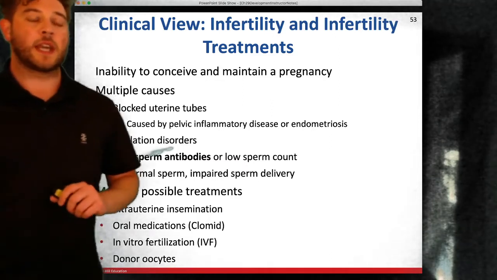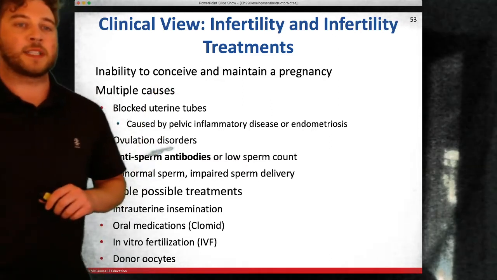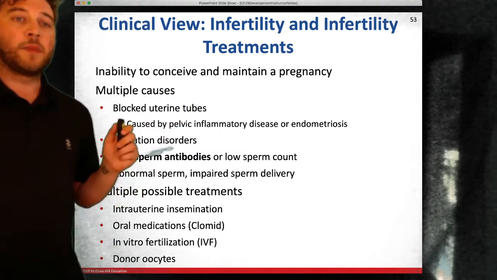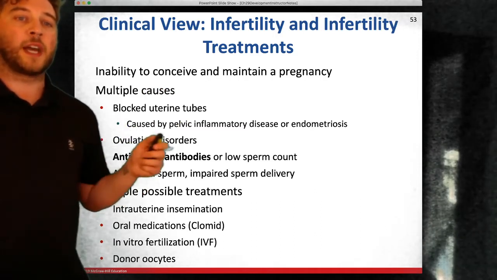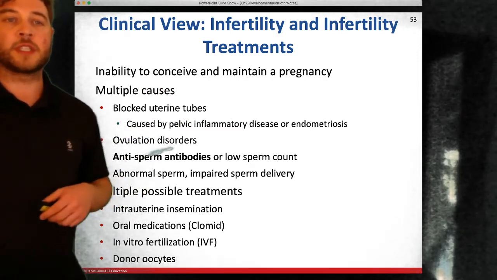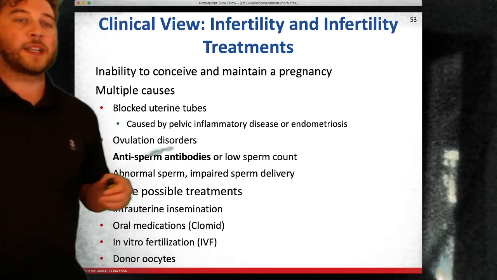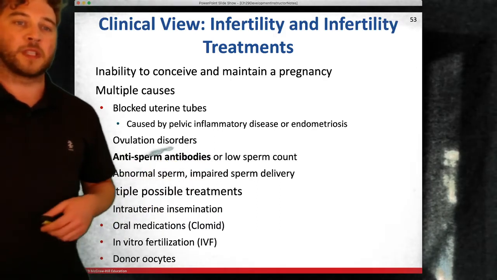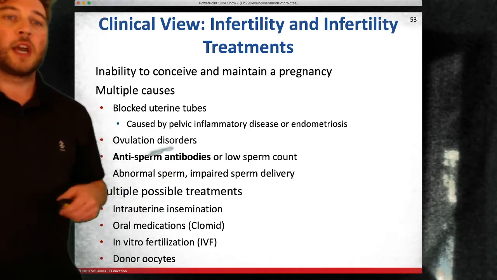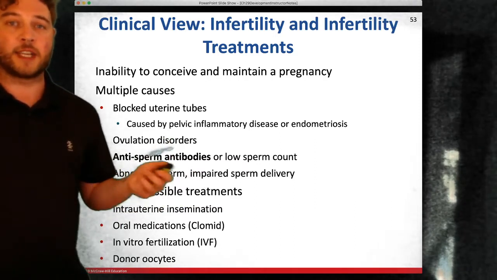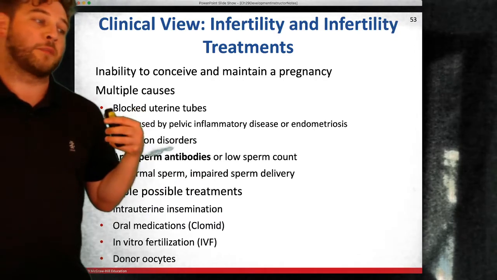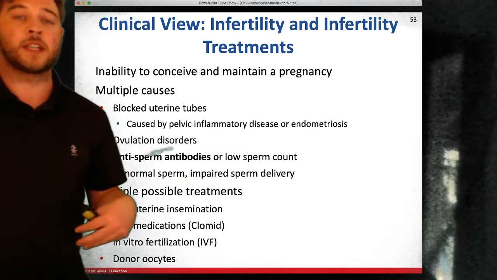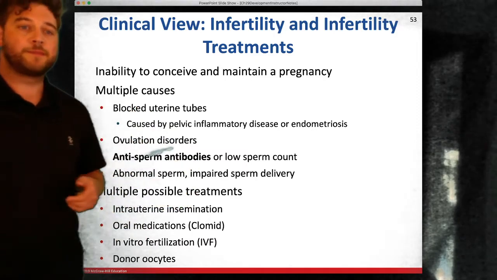Infertility and infertility treatments. This is the inability to conceive and maintain a pregnancy. The inability to conceive can be in male or female systems. Multiple causes, including blocked uterine tubes, pelvic inflammatory disease or endometriosis, ovulatory disorders, anti-sperm antibodies or low sperm count, abnormal sperm with low motility, impaired sperm delivery. I think that's supposed to be erectile dysfunction. Or, if you just do not have a strong ejaculate, if you aren't producing enough prostaglandins or alkaline bicarbonate to help reduce the acidity in the vagina, then the sperm aren't going to be able to survive.